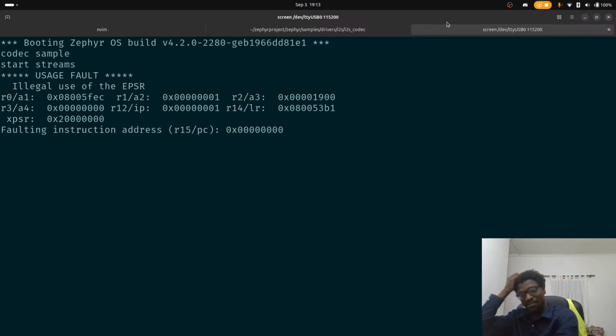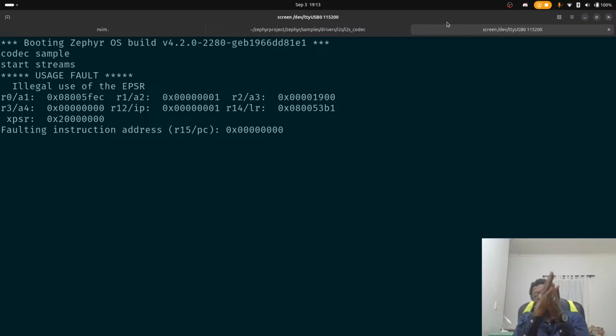So now we have what I was looking at before. Codec sample, start stream, UsageFault, illegal use of EPSR, and then we have registers 1 all the way to 15, I think, and then we have the value of the XPSR register. And then faulting instruction R15, program counter is 0. It shouldn't be 0. We shall discover why right now.